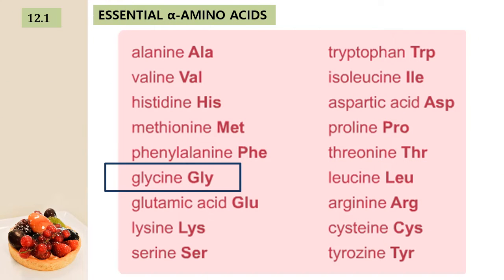This is the list of essential alpha amino acids. All amino acids are optically active molecules except for glycine, because glycine doesn't have a chiral carbon.